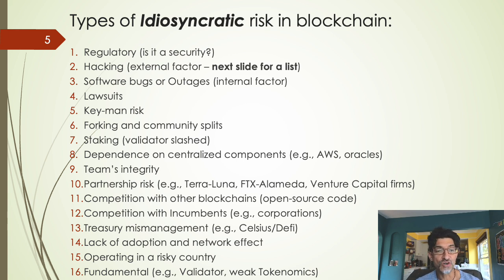Is there bad code? Number 12, competition with incumbents. Are there incumbents, legacy companies like Google, that have lots of power and control? Treasury mismanagement, lack of adoption and network effect. Is the blockchain, or the developers, I should say, of the blockchain operating in risky sanctioned countries like Russia? And lastly, does the blockchain have weak tokenomics?